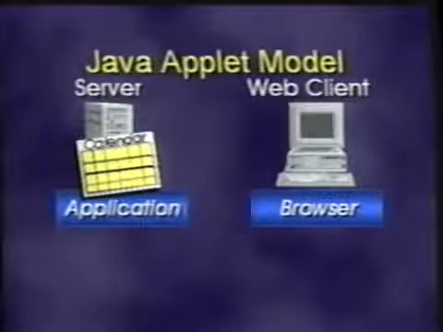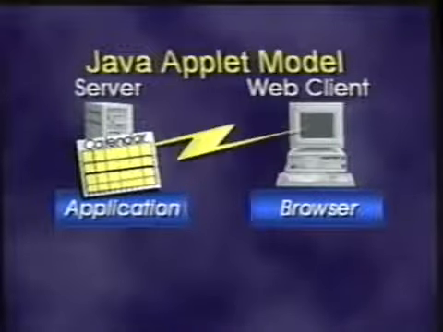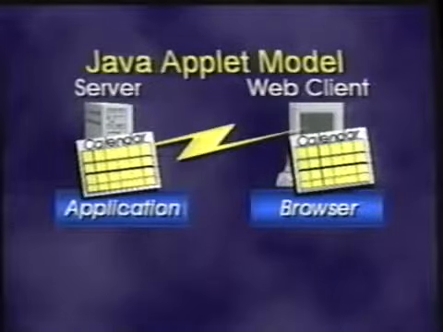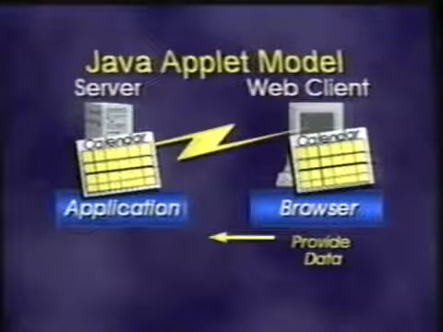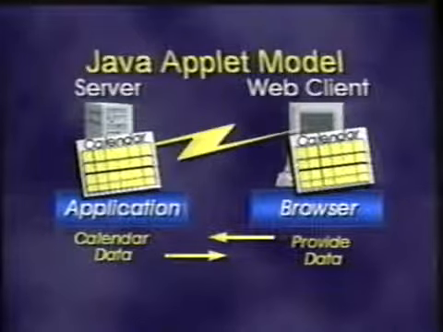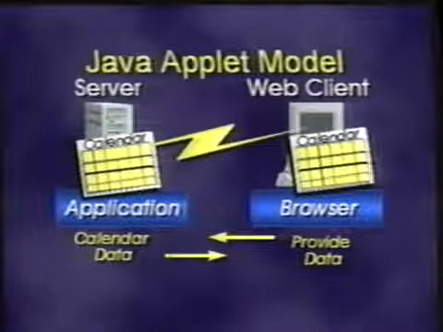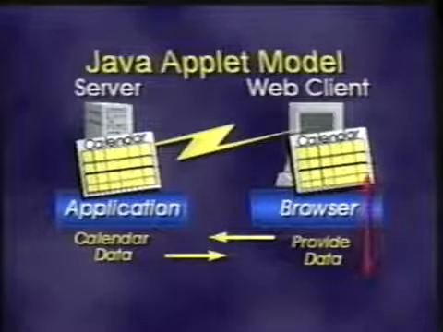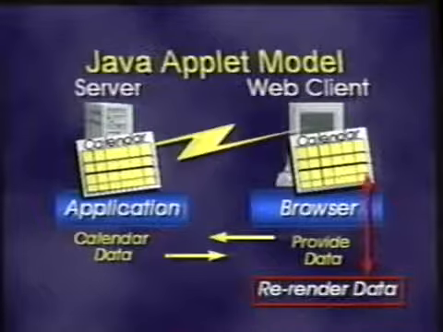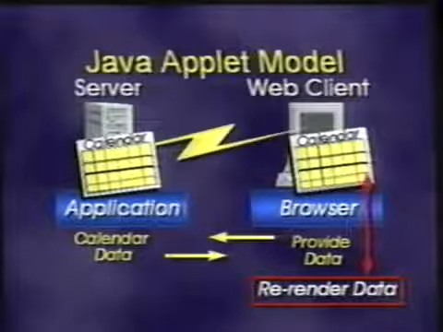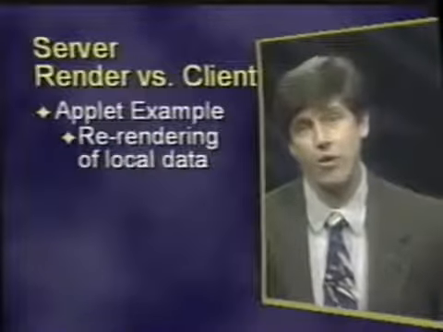Now, in the applet example, we could have that same calendar application running as an embedded application in this web browser, and all the data can be local. When you request the data from the server, it's all stored in memory. It renders it as a month view. When the user then clicks on something to see the day view, the data is just re-rendered locally, and no more server transactions are required. This is much more efficient. You're just re-rendering the local data.